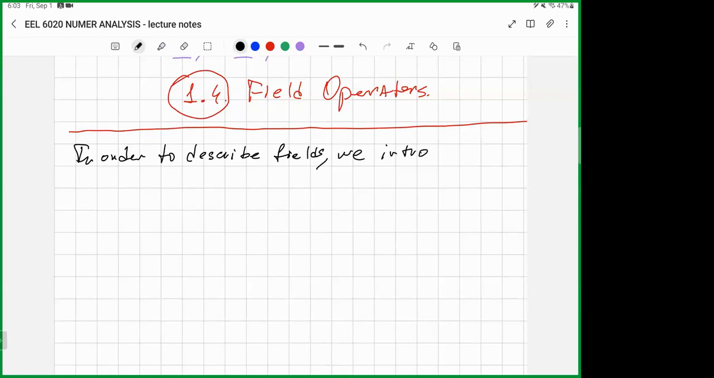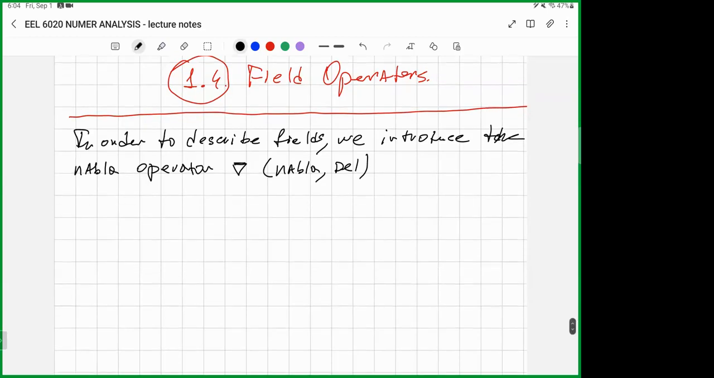introduce the nabla operator. Nabla operator. So it's denoted by this nabla. It's also known as del operator. Del. Nabla or del operator. So in what follows, we will use this word nabla to name this operator.